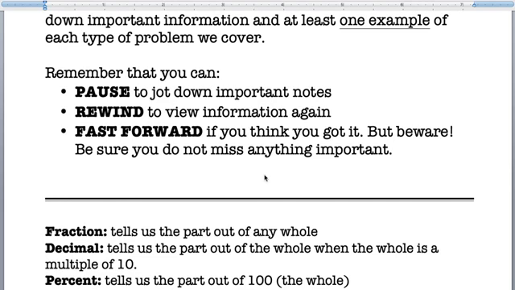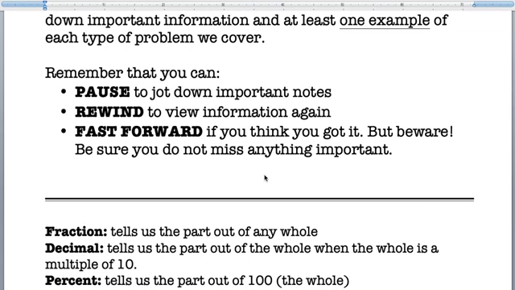The top number tells us how many pieces, and then the bottom number tells us how many of those pieces are in the whole. So like 4/5 would be 4 pieces out of 5, but the whole is being divided into 5 pieces. A decimal also tells us part out of the whole, but here's where it starts getting more specific. For decimals, the whole has to be a multiple of 10.